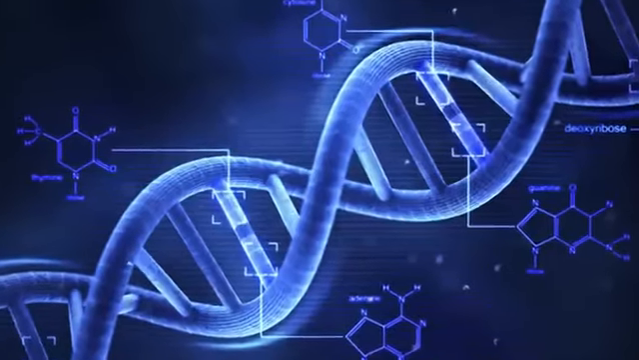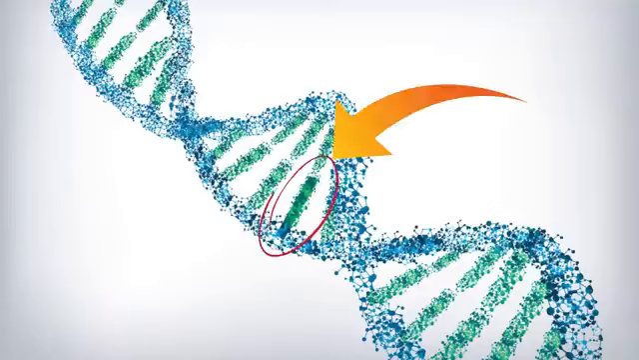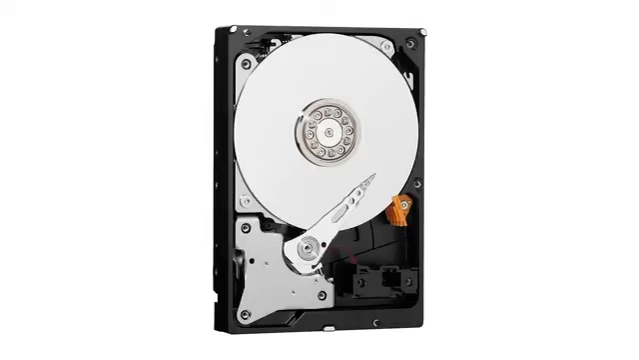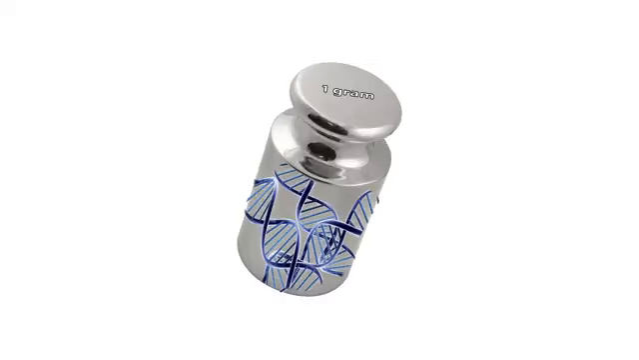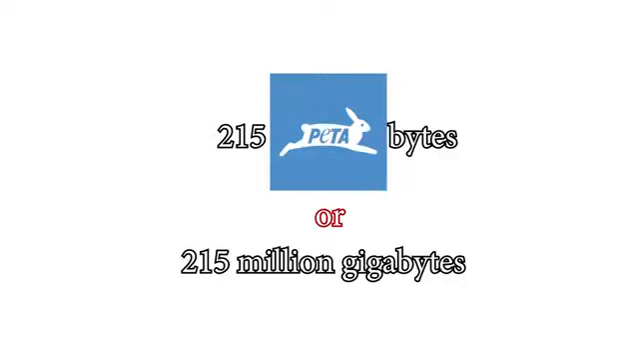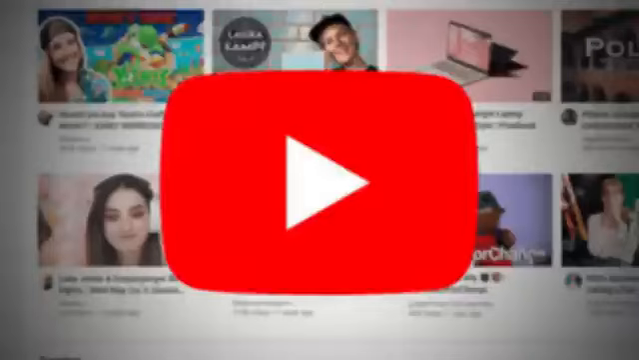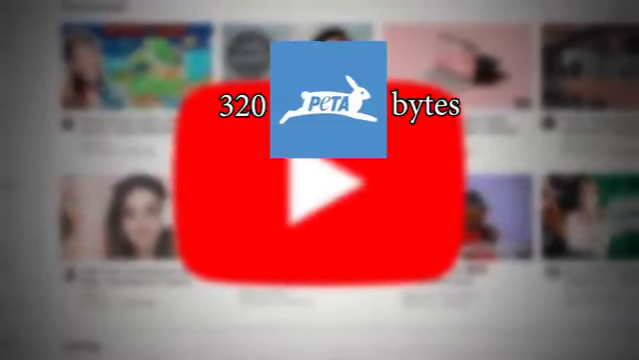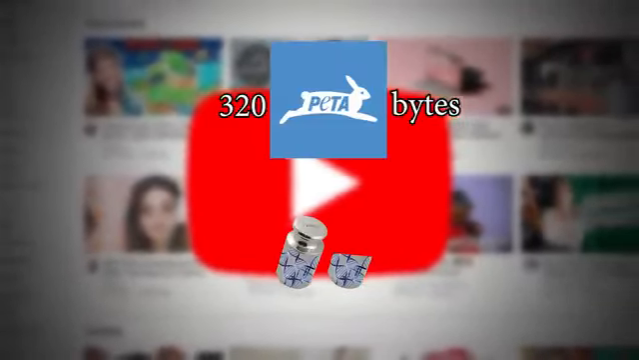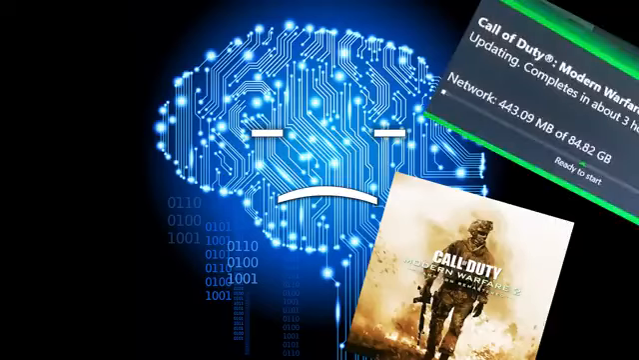This data is stored in a special molecule called DNA. The unit of memory in a DNA molecule is the gene, which is way cooler than those pathetic bits of any hard drive. In a single gram of DNA, you could store 215 petabytes or 215 million gigabytes. For reference, to store all of the videos from YouTube you would need 320 petabytes of storage, or 1.5 grams of DNA, still not enough for the new Call of Duty update.